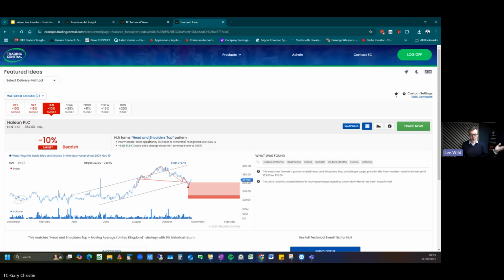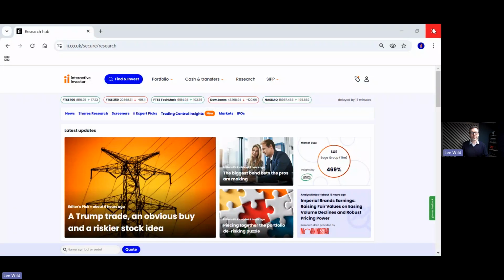Very insightful. Now it's my turn to show you whereabouts on the II platform you can find the Trading Central tools. So I'm going to share my screen. Right. Okay, I hope you can all see that now. Excellent. Superb. Before I run through this, I'd like to say that the Trading Central tools are exclusively for II customers and do not appear on the public website.